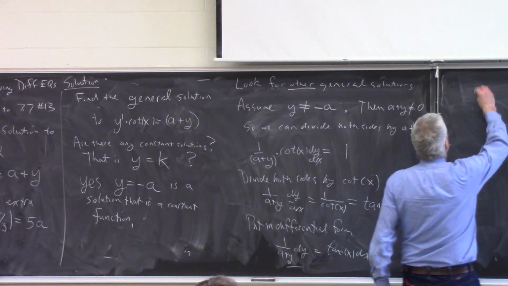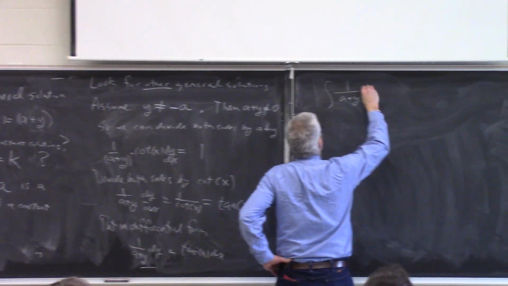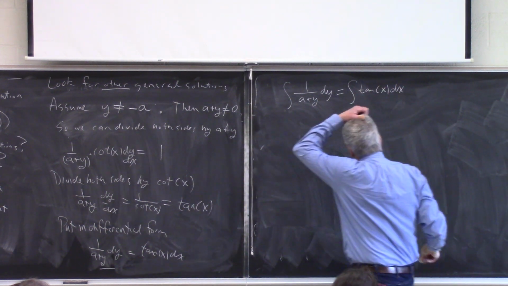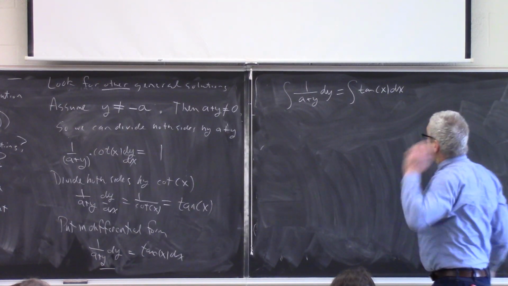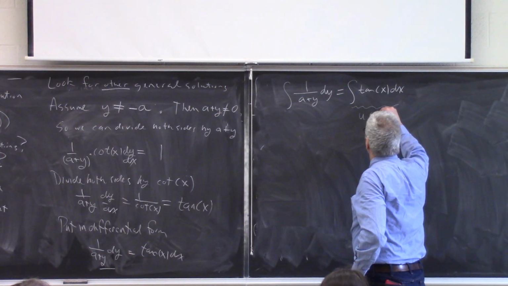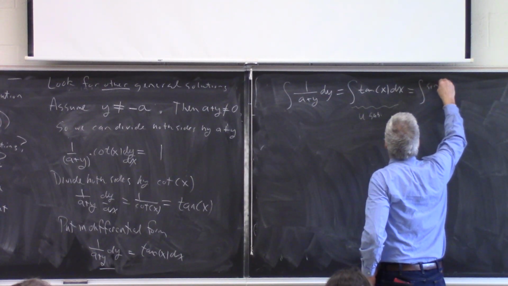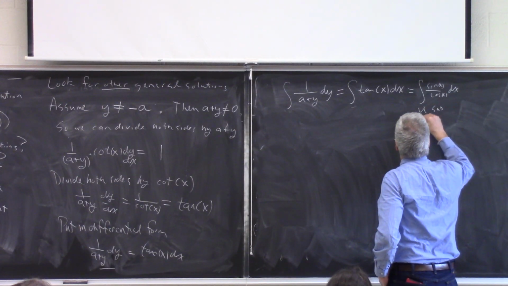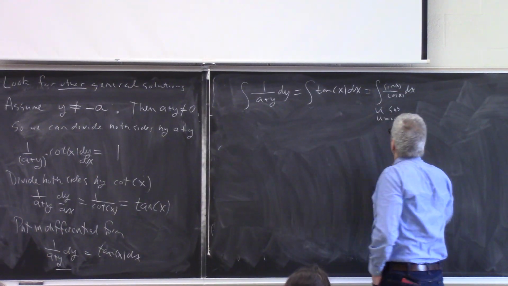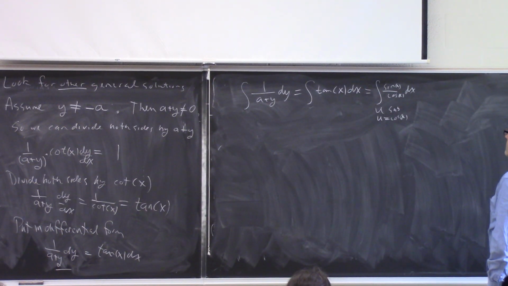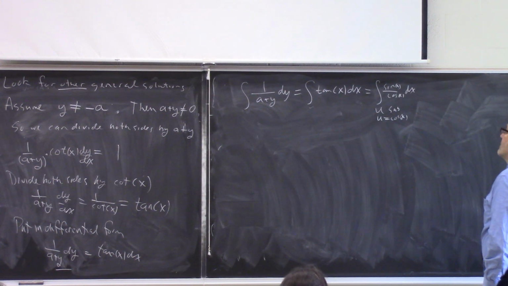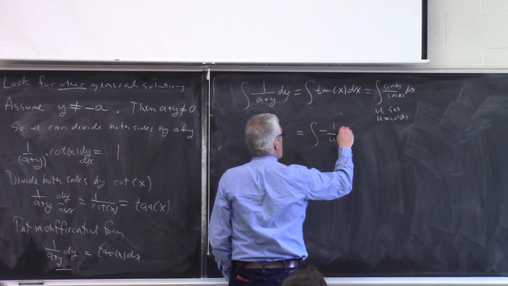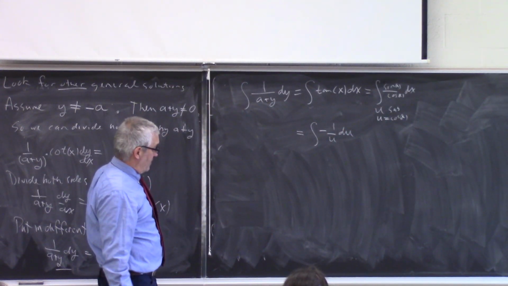So when I integrate, I get the integral of 1 over a plus y equals the integral of tan x. So when I do a u substitution here, this is the integral of sine x over cos x. So I let u equal cos x. Then what I've got there is minus du. So in other words, du dx is minus sine of x. So what I end up with is minus 1 over u du on the right side.